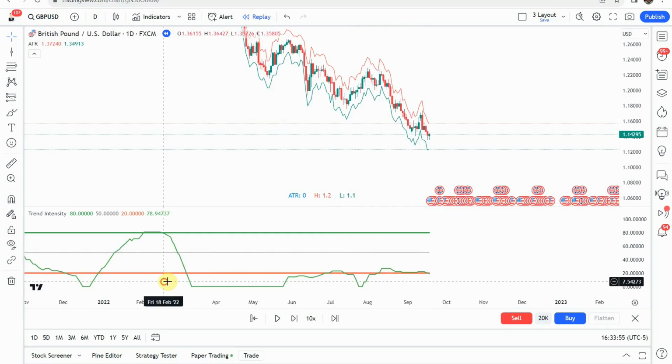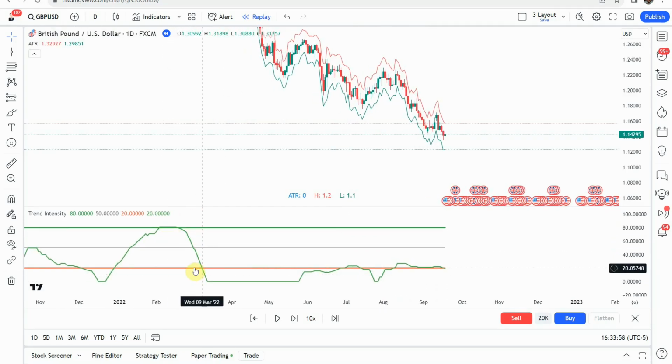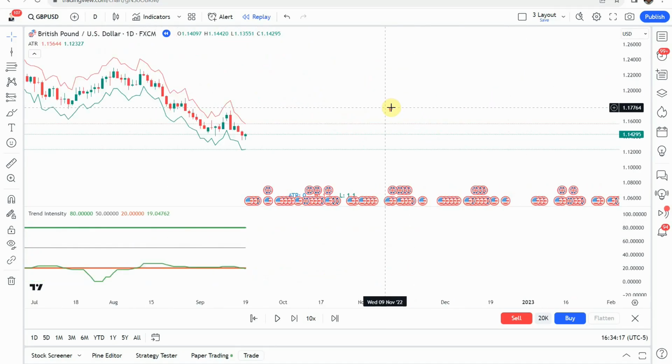And in this particular case, when the oscillating line breaks down below the bottom red line, that is an indicator that the trend is strong, in a strong downtrend. And when it breaks above the upper green line, that means that it is in a strong uptrend.